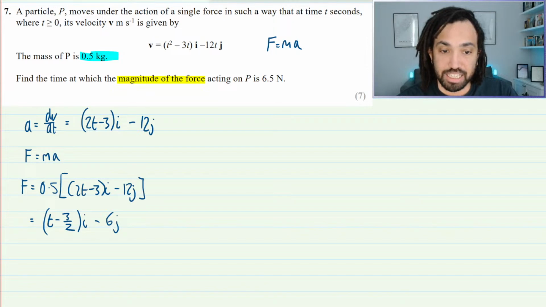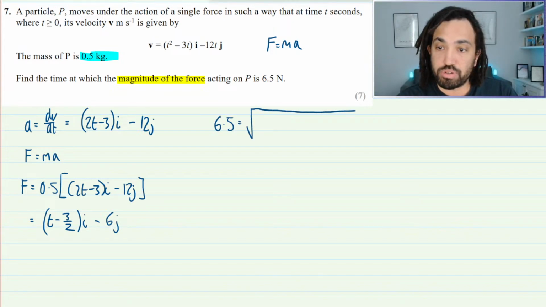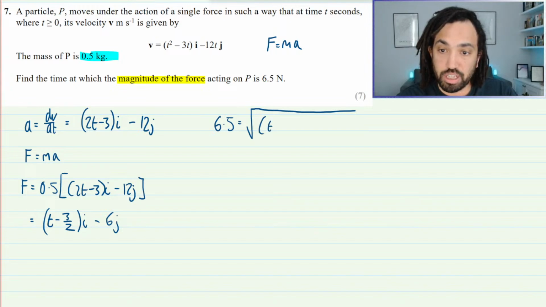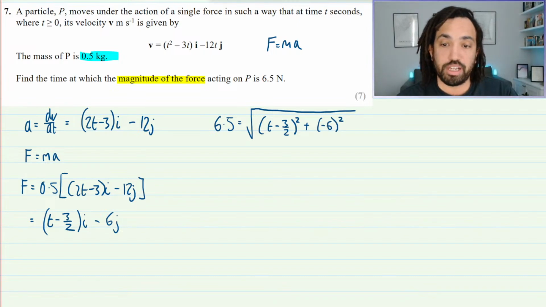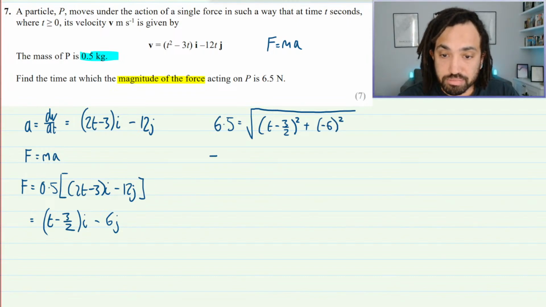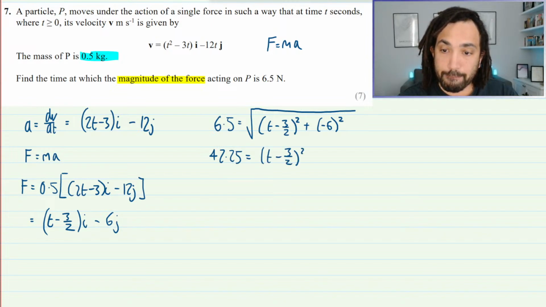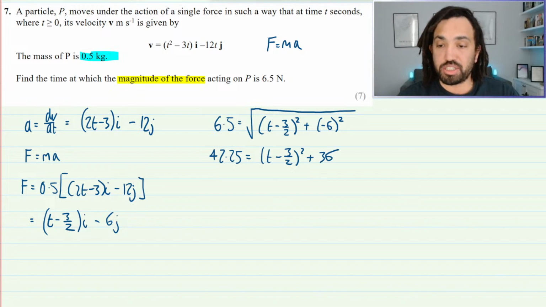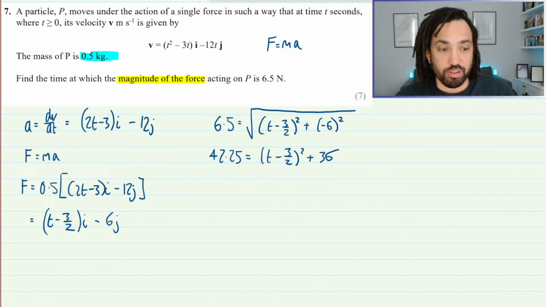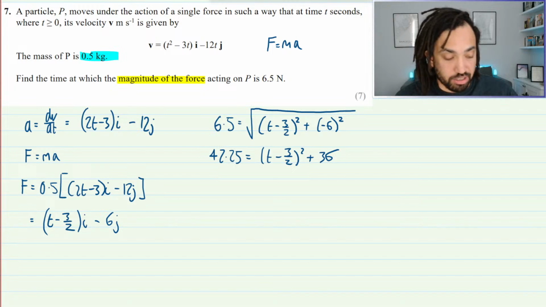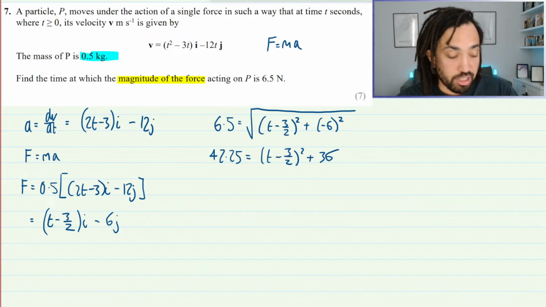Pythagoras, exactly. That's exactly what we're going to do. So 6.5 is equal to the square root of the sum of the squares of the components. When I square both sides, I get this. This is where I'm going to speed up, because we all know how to solve equations, or at least we should.